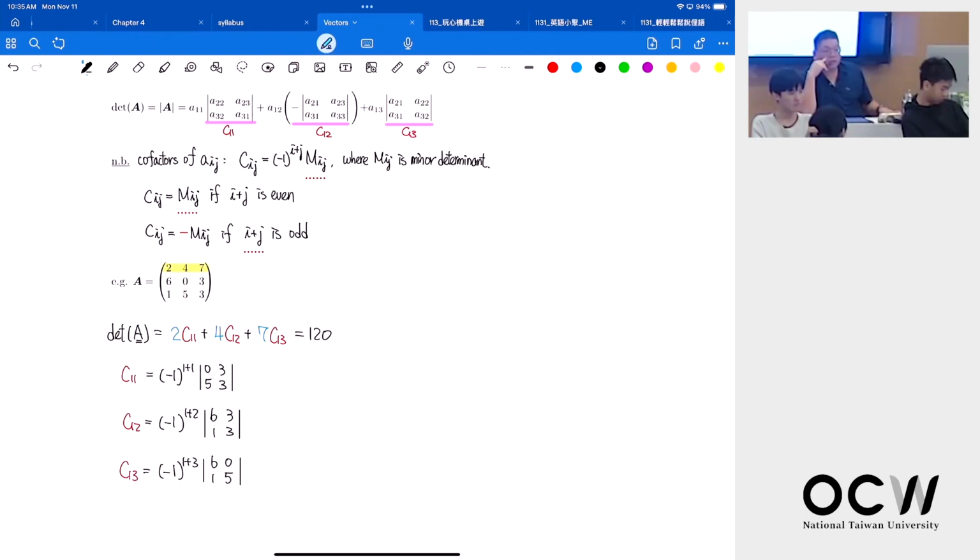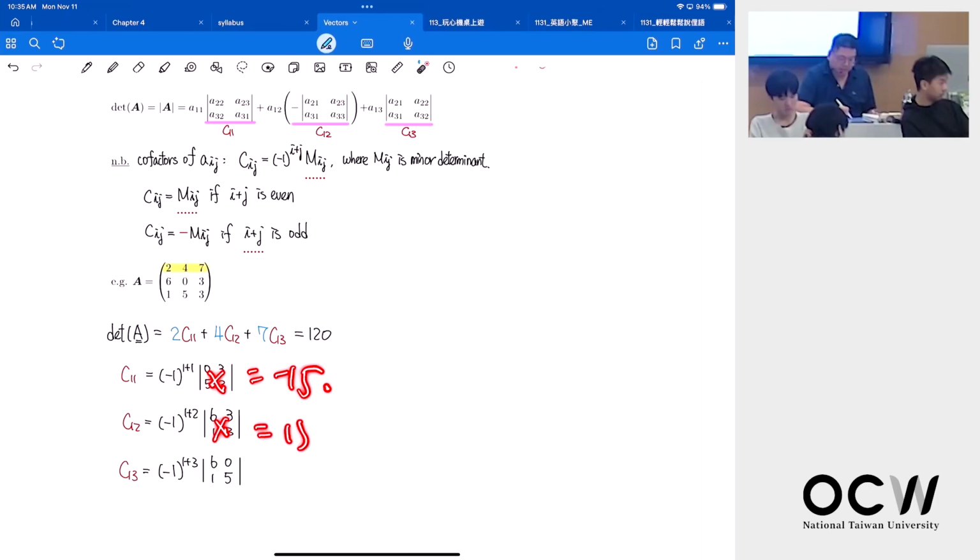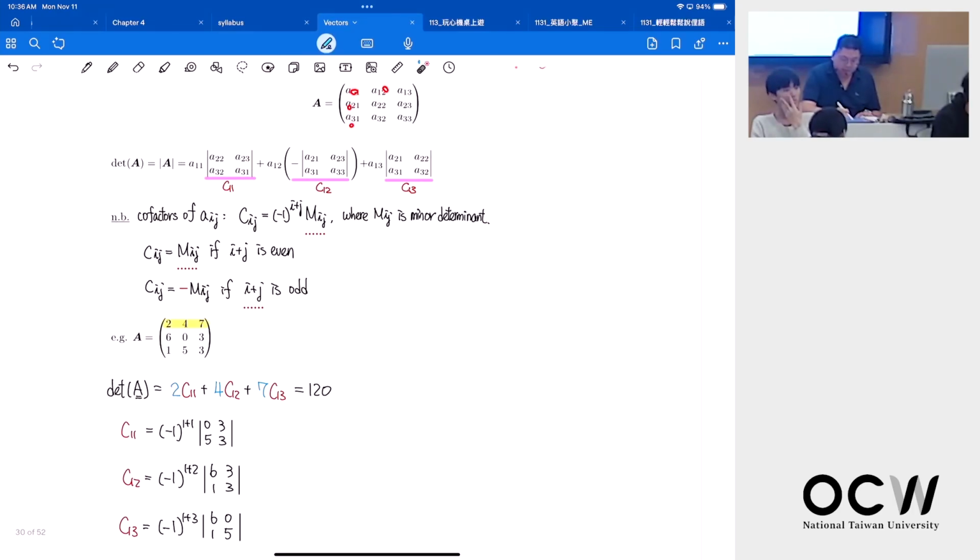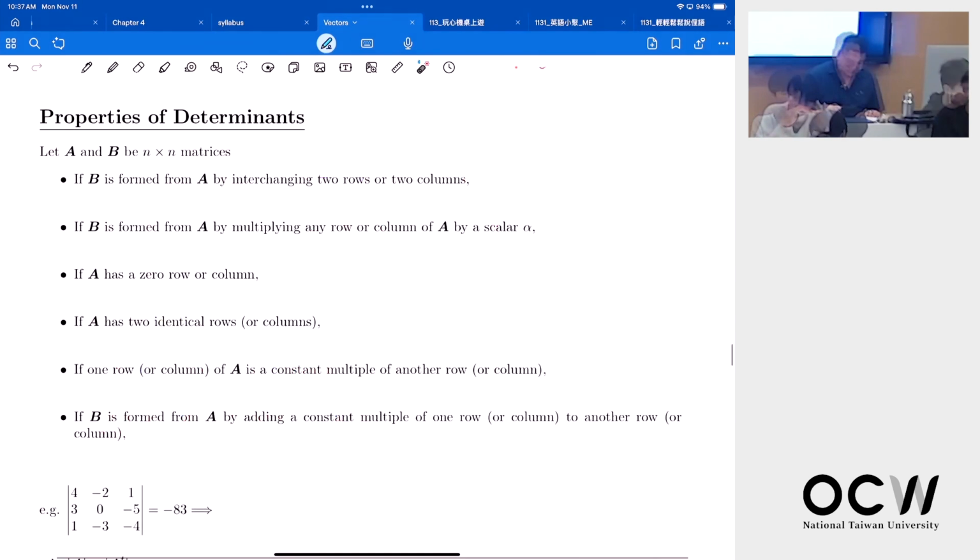Alright. How do you find this determinant? 0 times 3 minus 5 times 3, so it'll be minus 15. 18 minus 3, 15. 30 minus 0. Okay. And sometimes you may see that those elements, the numbers are nasty. So we can simplify that to find the determinant. So here let's learn some properties of the determinants.